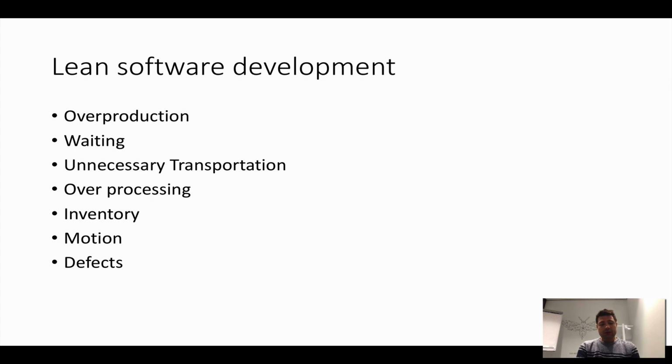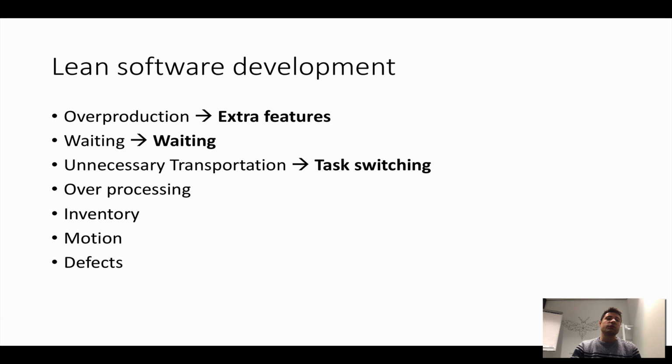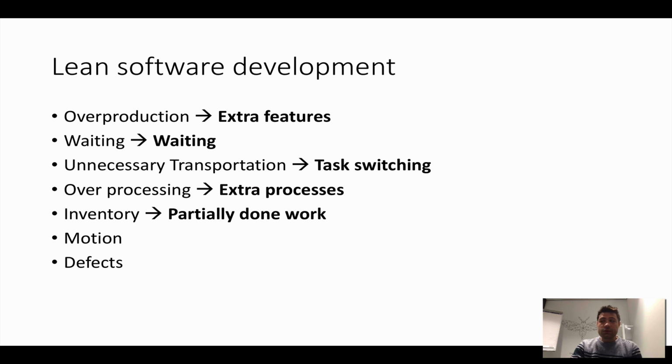And now we try to do some correlations with Lean software development. Overproduction, we relate it to extra features. If you produce features that your user never uses, this is a waste. Waiting is waste. Unnecessary transportation, we moved it to task switching. So if you keep switching between tasks, this is unproductive. Overprocessing, we moved it to extra processes. If your process is more complex than it needs to be, this is a waste. Inventory, we moved this to partially done work. So you didn't finish something and then you had to move to another task. That work that is not finished, this is a waste.